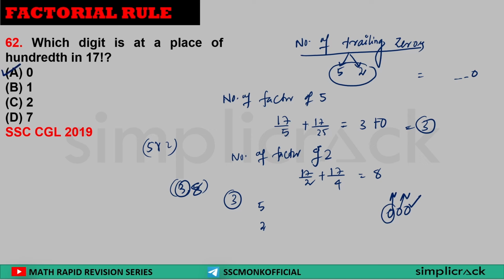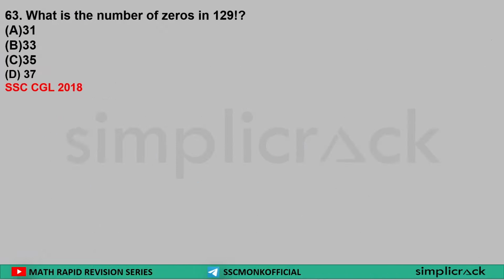Clear? So this is known as the concept of the number of trailing zeros. See, when I say 10 multiplied by 10 multiplied by 10, I get how many 0s? 1000, right? So there are 3 pairs of 5 and 2. So when I multiply it, I will get 3 0s in the end. That is the whole game. Clear? Next. What is the number of zeros in 129 factorial?